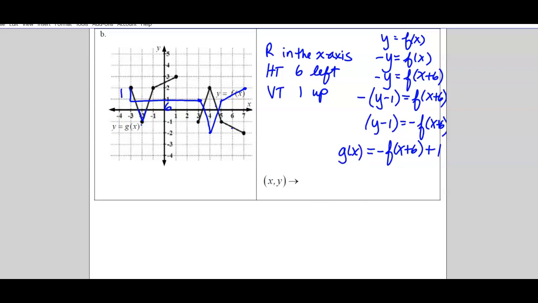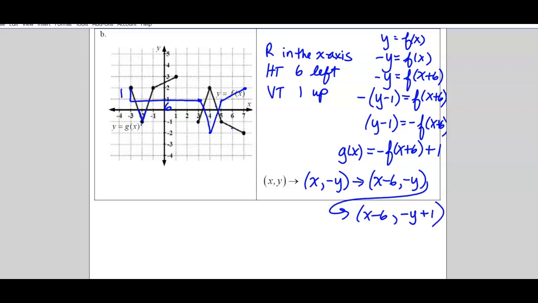Oh, I forgot to do mapping notation in the last one. So for this one, same thing, same order. So x, y reflect in the x-axis becomes -y. Then 6 left, x minus 6. Then 1 up. Oops. Okay, you don't have to show the intermediate steps. That's your final one.